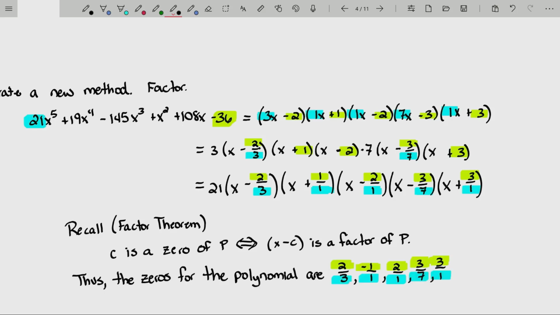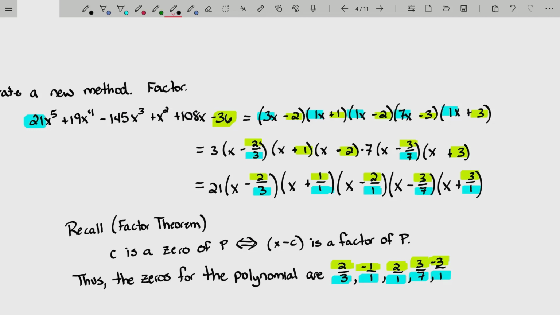Thus, the zeros of the polynomial that we were handed must be 2/3, because x minus 2/3 is sitting there, -1/1, which is just -1, because x minus a -1, which is x plus 1, is sitting there, 2/1 because x minus 2 is sitting there, and 3/7 because x minus 3/7 is a factor, and finally 3/1 because, oops, that should be a -3/1. Let me write that in there. There we go. A -3/1 because x minus a -3/1 is also a factor.